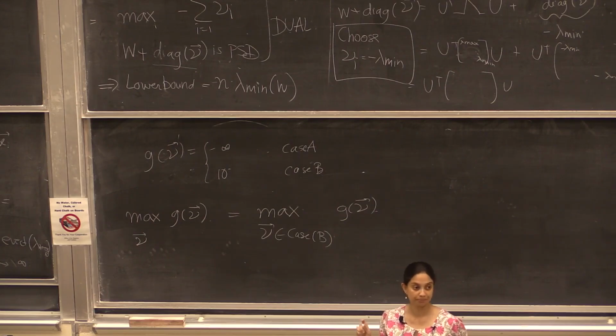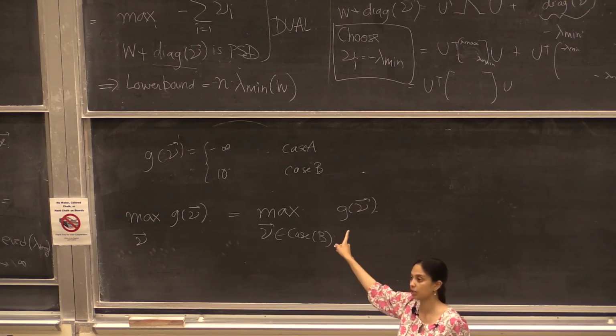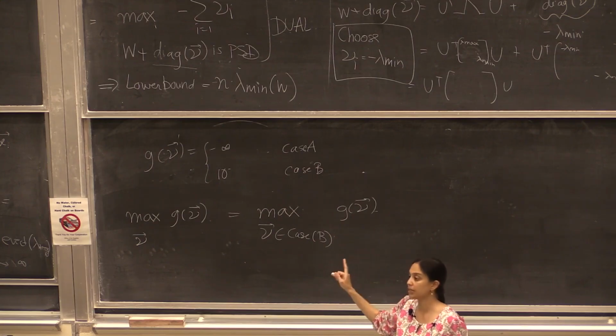It's an open problem. So if the question is, what if W had some positive and some negative eigenvalues? As soon as you have even one negative eigenvalue, you can always drive to negative infinity. So anything with a negative eigenvalue always falls into case A. You're never going to consider it, because you're minimizing. The minimizer will always take you to negative infinity.